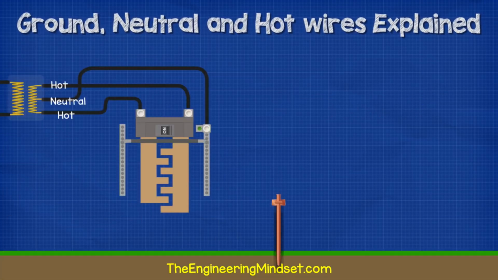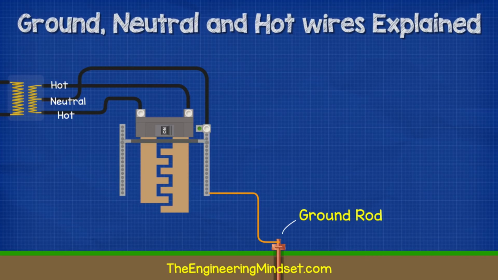Connected to the main panel, we will find a thick copper wire which leads out to a ground rod. The ground rod is buried into the ground outside near the property.